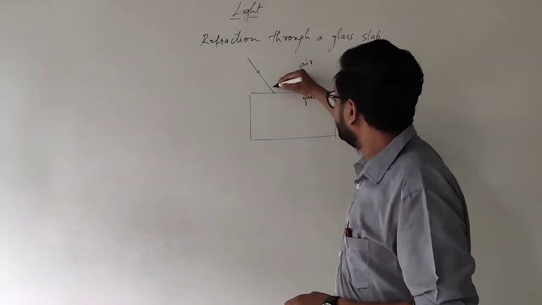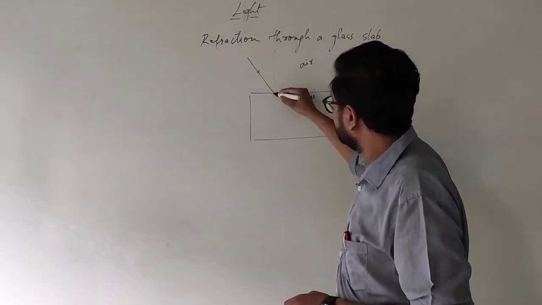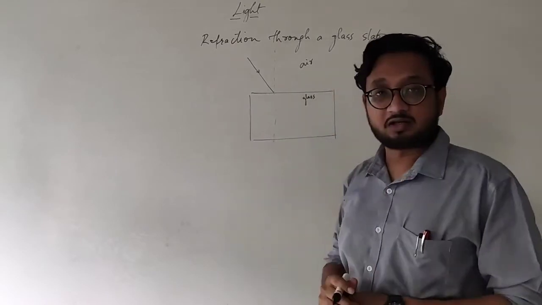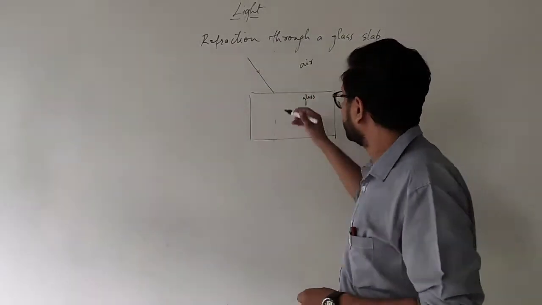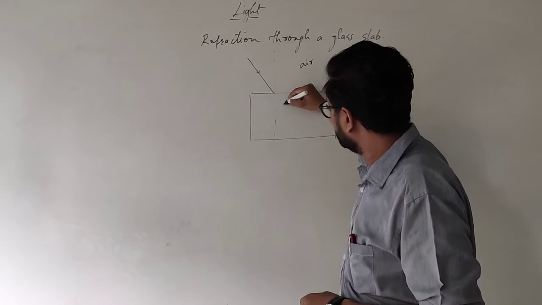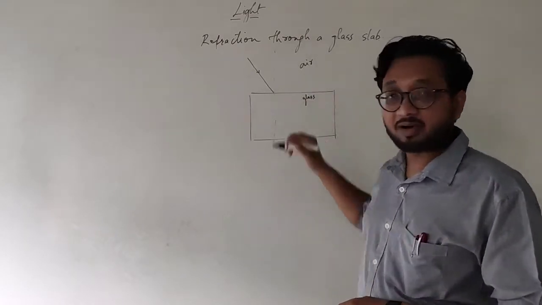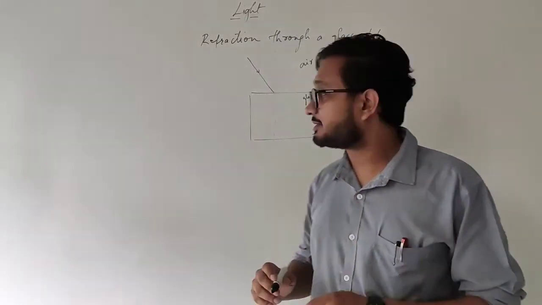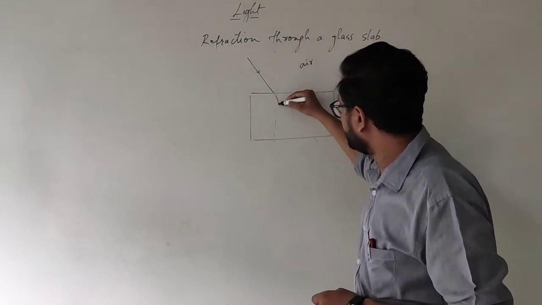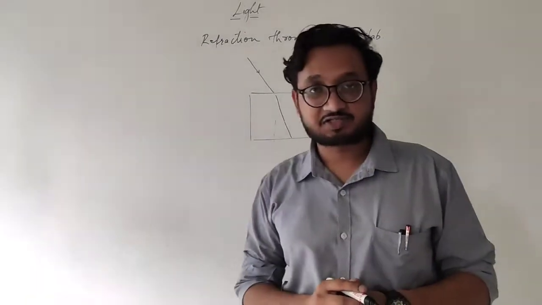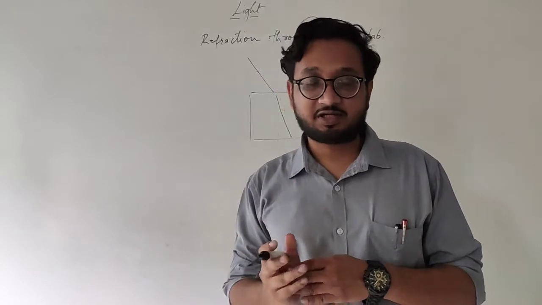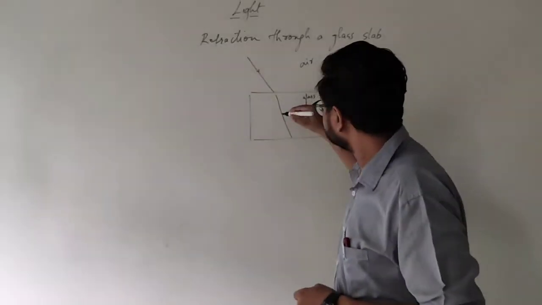So at this point we imagine a normal, that is a perpendicular line. Because it is supposed to go this way, I am marking a dotted line because that is its original path. But now it will bend and go in this direction. It will change its path a little bit.